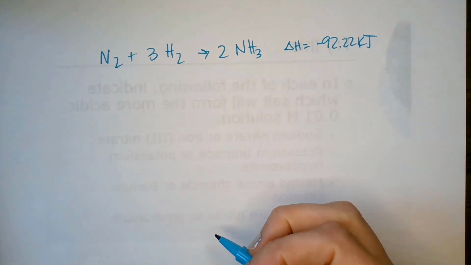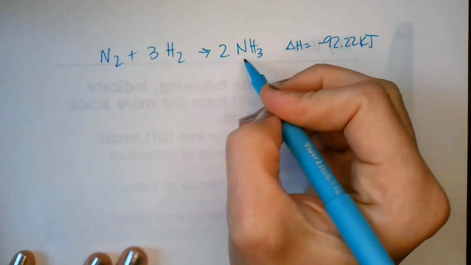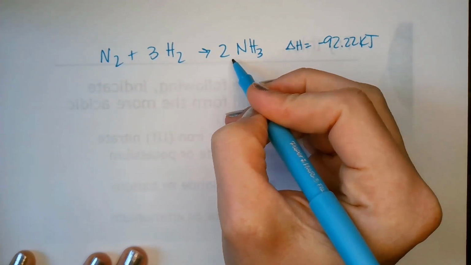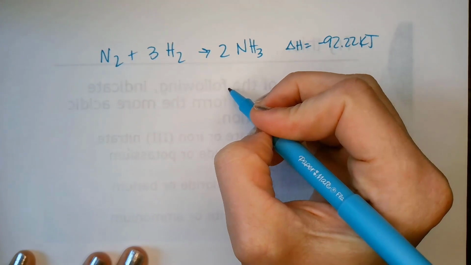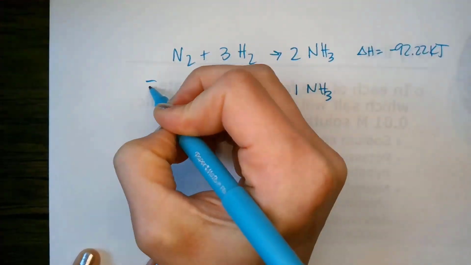Okay, so let's see how you did. The first one wanted the formation of 1 mole of NH3. So to form 1 mole, that means I need to divide everything by 2, right? To go from 2 to 1. So I'm going to have 1 NH3. So I'm just going to write over here, divide by 2.